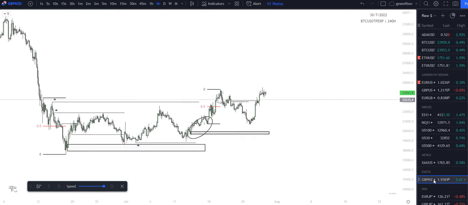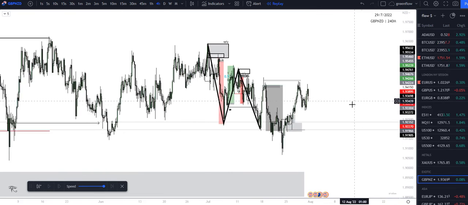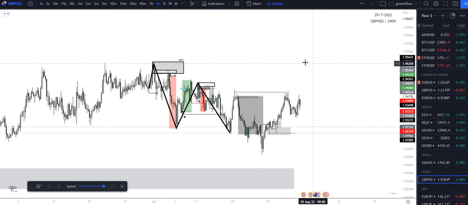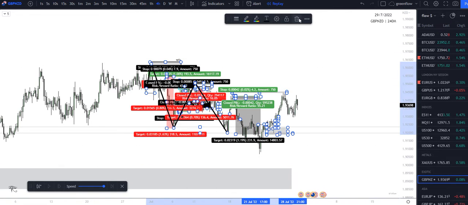So let's go ahead and go to GBP and ZD now. I have a lot of TA on this, so let me go ahead and get rid of this for you guys real quick.